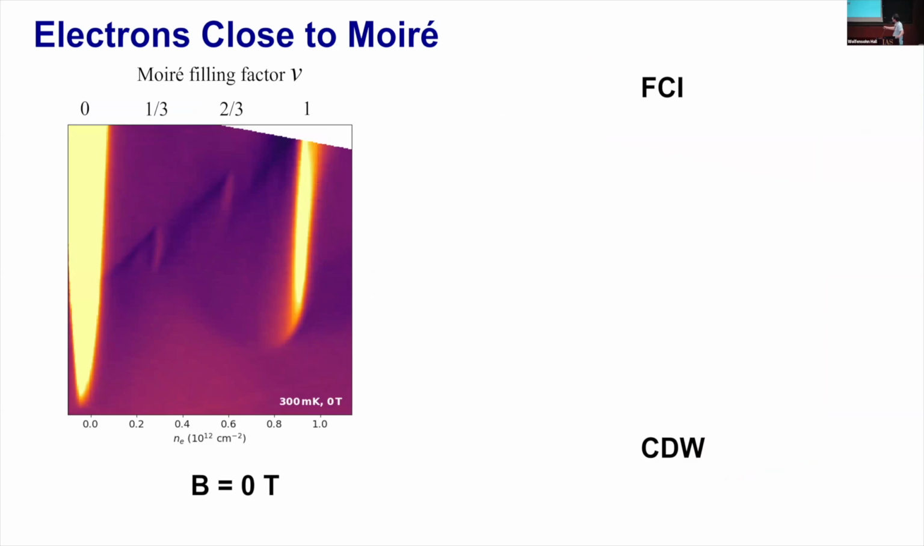So this is filling factor 0. This is filling factor 1. And this is filling factor 1/3. This is filling factor 2/3. You have some local maximum of the compressibility, and that tells you there is a gap here. Okay? And these gaps are trivial.